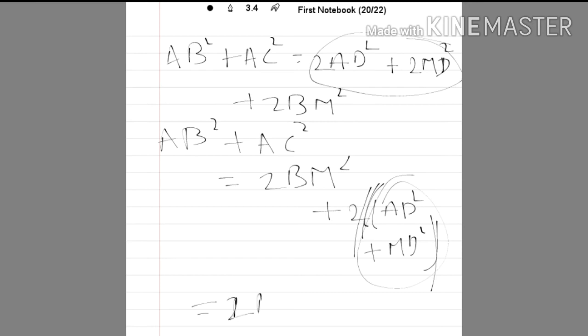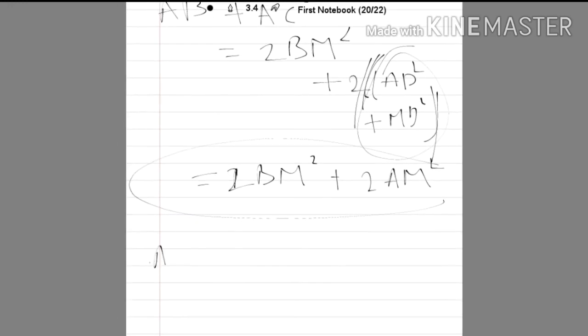So we got 2BM square plus 2AM square. Hence we have proved this, because what we wanted is this, right? AB square plus AC square is equal to 2BM square plus 2AM square. So we have got the required thing, and I know it is a little bit confusing, but if you try it on your own, you will get to know.